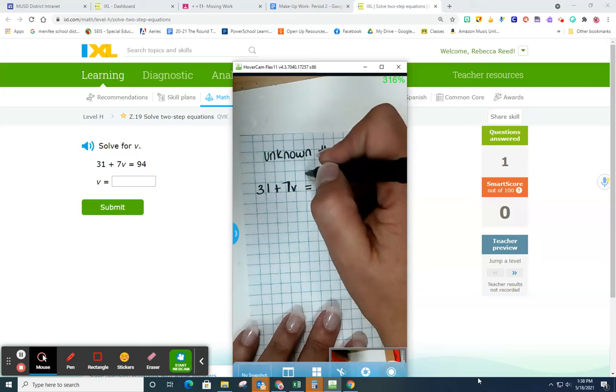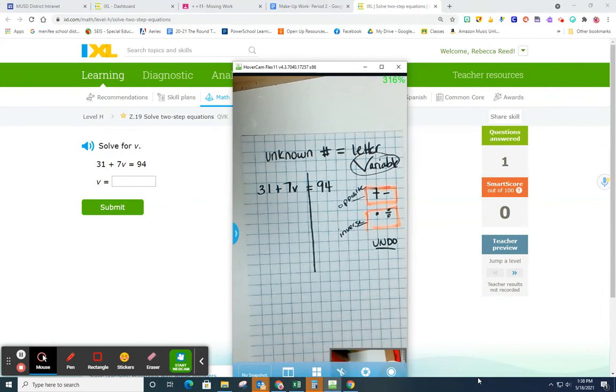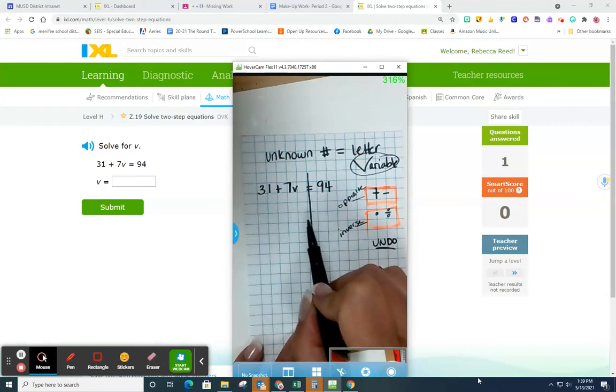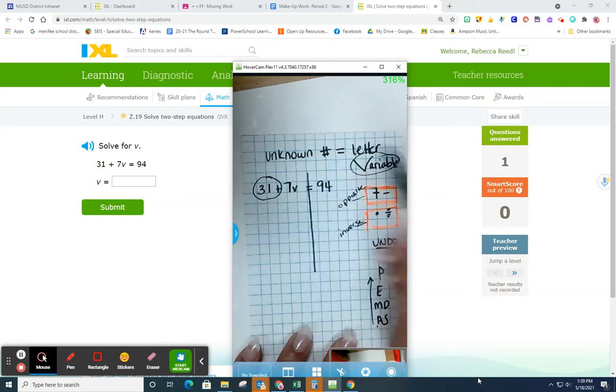So I have to balance my equation. What I do to one side, I have to do to the other. And we also work in reverse order from our order of operations. So I have PEMDAS, and I go backwards. So the first thing I'm going to start with when I have a variable is anything that's addition or subtraction. Well, I have this 31 over here.